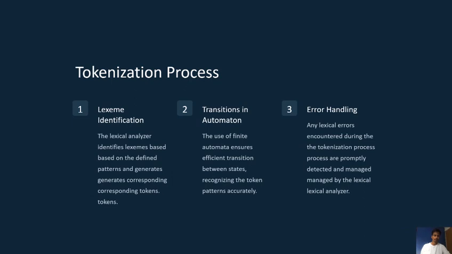Now we're going to speak a few points on the tokenization process. At first, that is lexeme identification. The lexical analyzer identifies lexemes based on the defined patterns and generates corresponding tokens. At second, that is the transition in automata. The use of finite automata ensures efficient transitions between states, recognizing the token patterns accurately. At last, we're going to speak about error handling. Any lexical errors encountered during the tokenization process are promptly detected and also managed by the lexical analyzer.